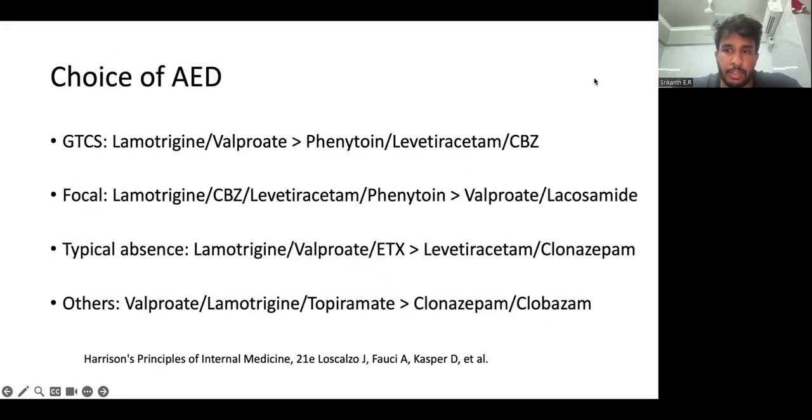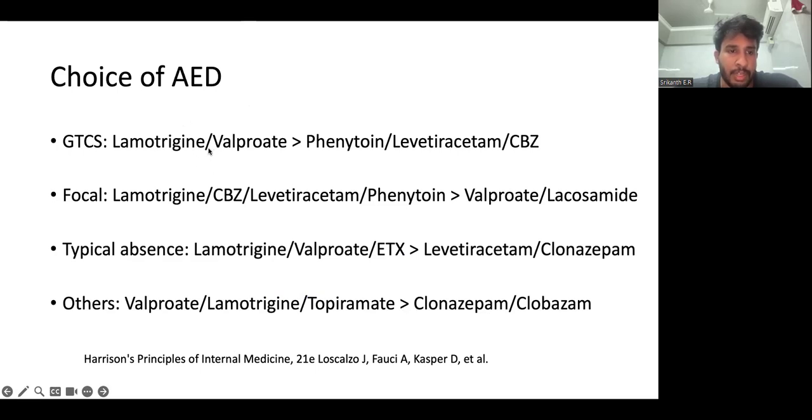Okay, so let's come to the choice of AEDs. This is a very common NEET question, so I just put it up. The Harrison 21st edition mentions for GTCS, focal seizures, typical absence, others, valproate. Actually, lamotrigine is given as the first choice. We have not used lamotrigine a lot, but it seems that the safety and efficacy of lamotrigine and levetiracetam are the best.